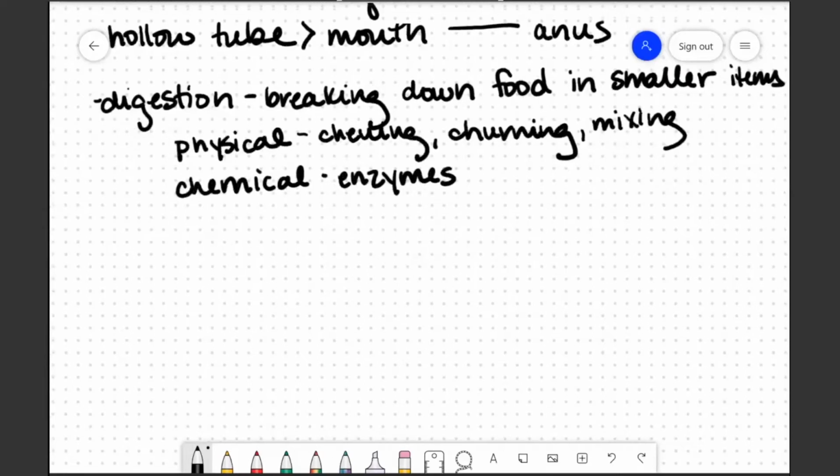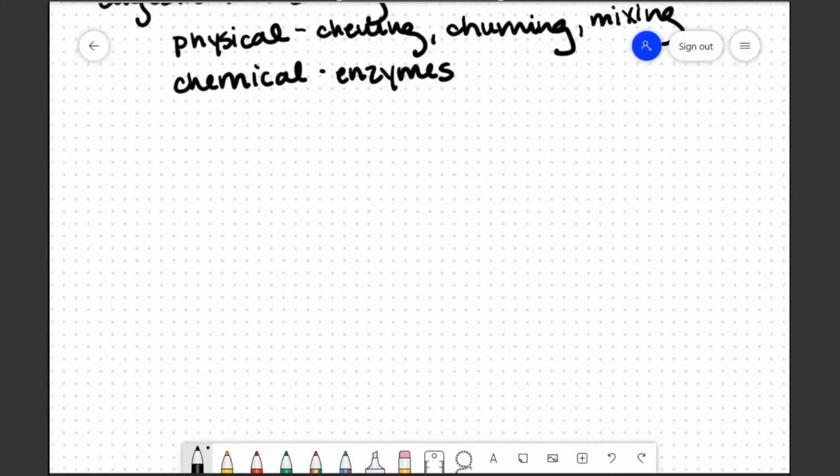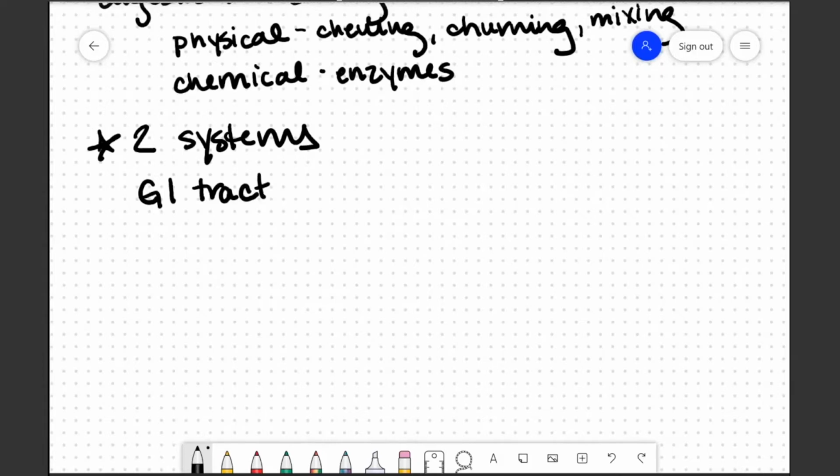So when we're talking about the digestive system, there are actually going to be two systems. One of them is common knowledge, and the other one is probably just a different way of thinking about things. So the two systems, or two groups, pick a term. There will be the GI tract, and GI stands for gastrointestinal.